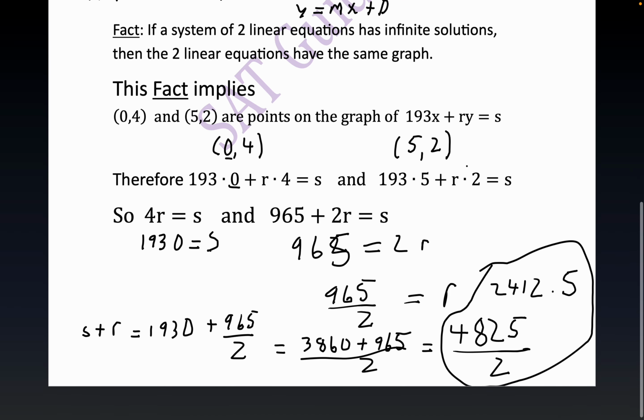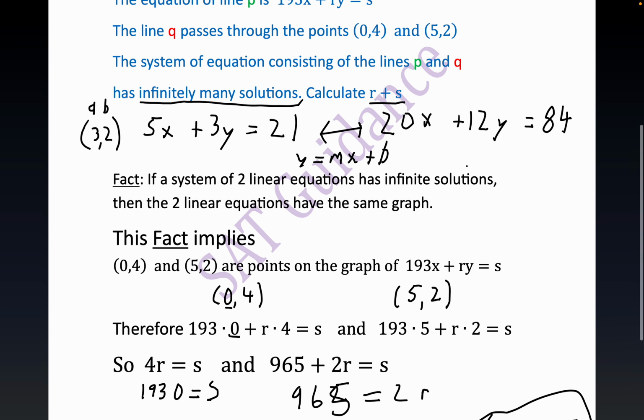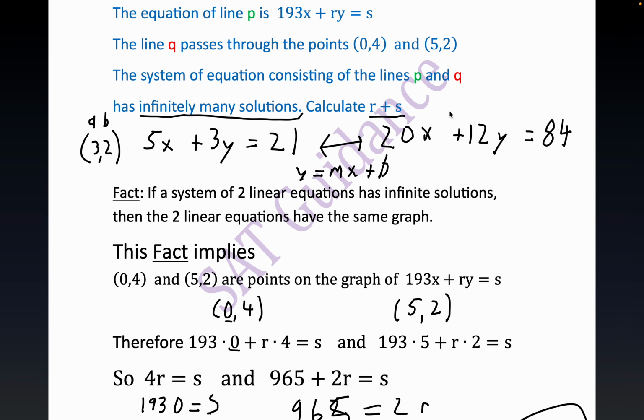Let me write the answer down again. 4825 over 2 over here. Okay, that's all, folks.